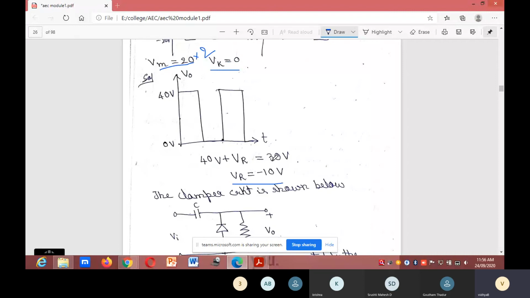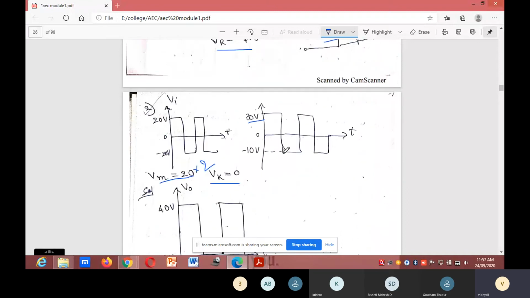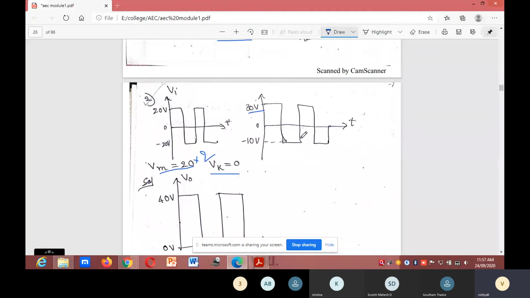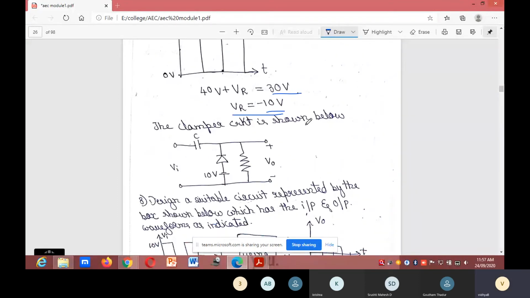40 V plus Vr is equal to 30, because they have given that the output is equal to 30 volts. Vr is equal to minus 10. Okay, Vr is equal to minus 10, and this is the clamper circuit shown below. This is a positive clamper circuit.